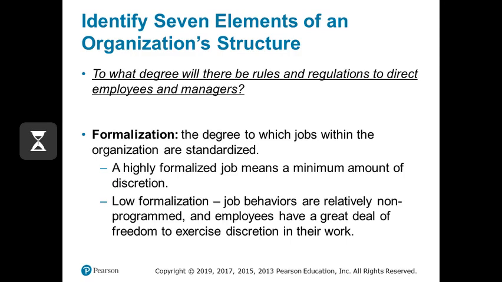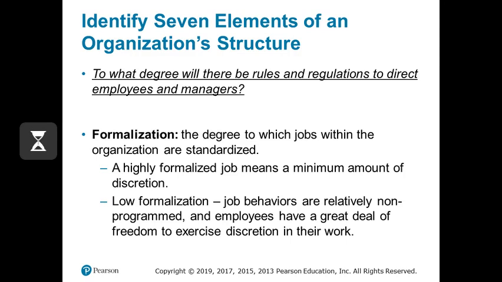Related to centralization and decentralization of authority is formalization. This is the degree to which jobs within the organization are standardized. So, are there rules and regulations defining what you do? The McDonald's example that I gave before is a highly formalized job, meaning that the employees don't really have a lot of choices they can make. You can't change the amount of ketchup or mustard you're going to put on a burger. You have to put the same amount of onions on each time. That's not your choice. Okay.